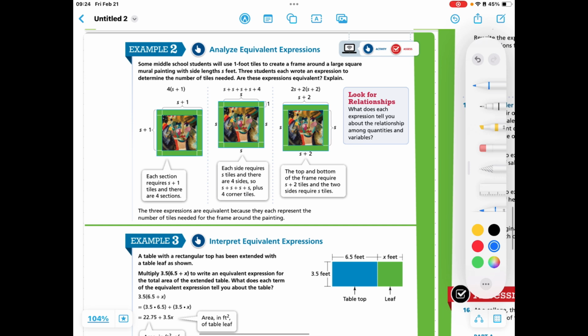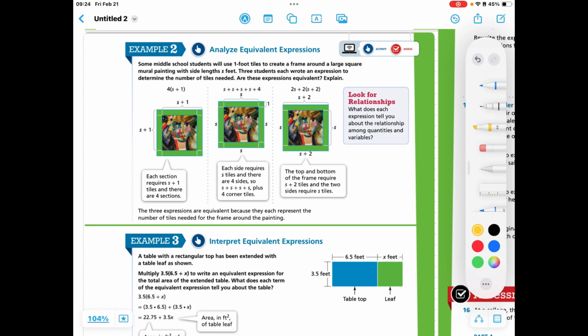We almost got ahead of ourselves. I almost got to the example problems. So with example number 2, it's looking at this picture, super similar to what we've done before in our boxes. It says some middle school students will use a 1-foot tile to create a frame around a large square mural painting with the sides of S feet. 3 students wrote an expression to determine the number of tiles needed. Are these expressions equivalent, and explain?